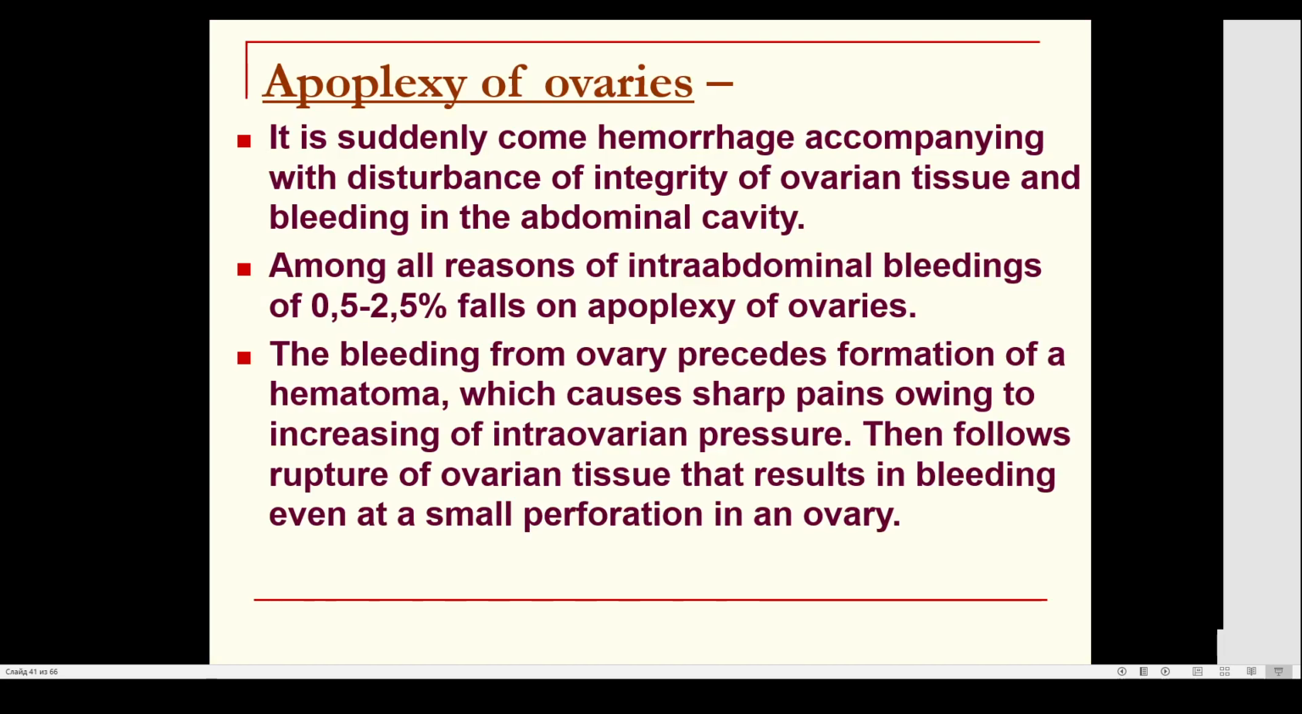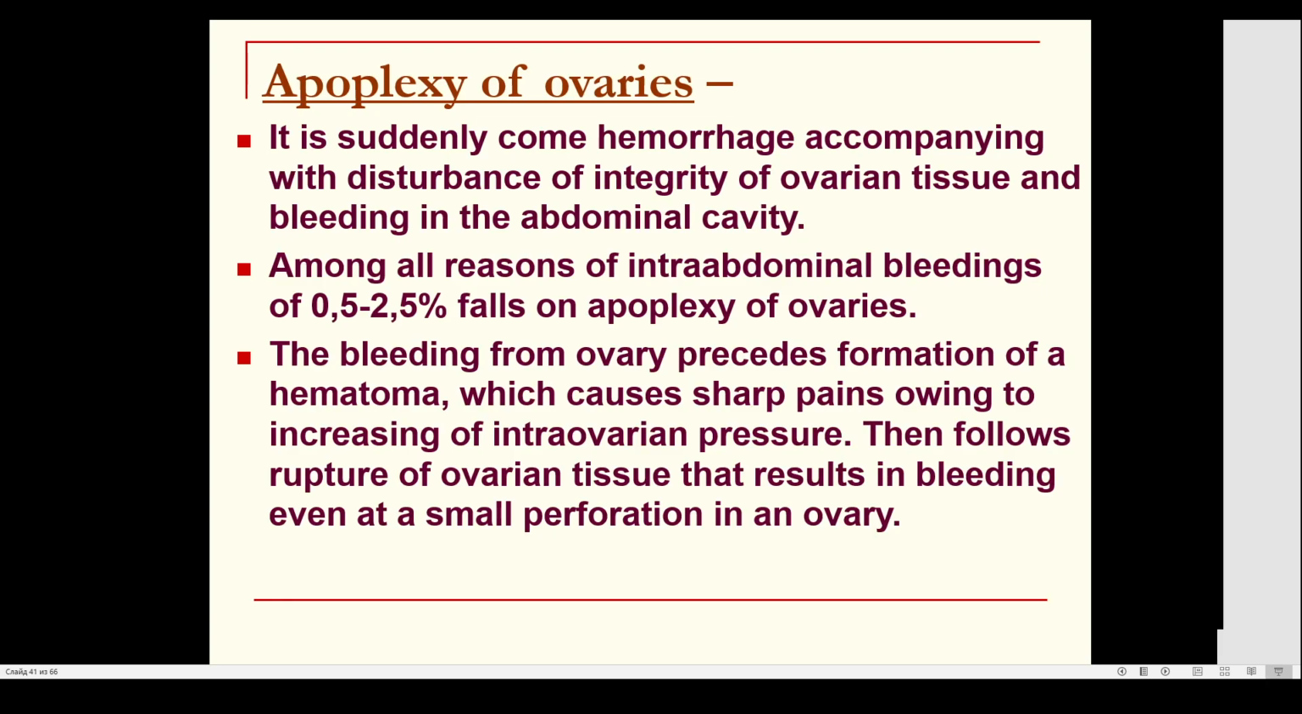Next pathology, which is included in today's urgent gynecology, is apoplexy of the ovaries. What is apoplexy of the ovaries? It is a suddenly occurring hemorrhage which is combined with disturbance of the integrity of ovarian tissue and bleeding into the abdominal cavity. Among all reasons of intra-abdominal bleeding, 0.5 to 2.5% fall on apoplexy of the ovaries.